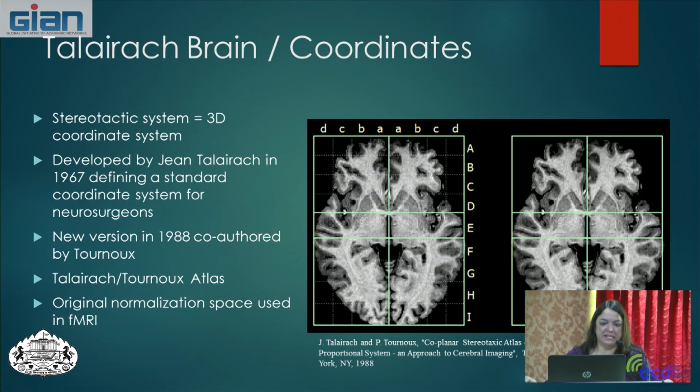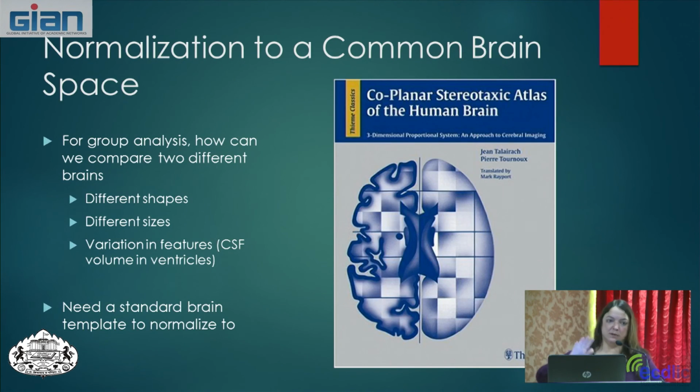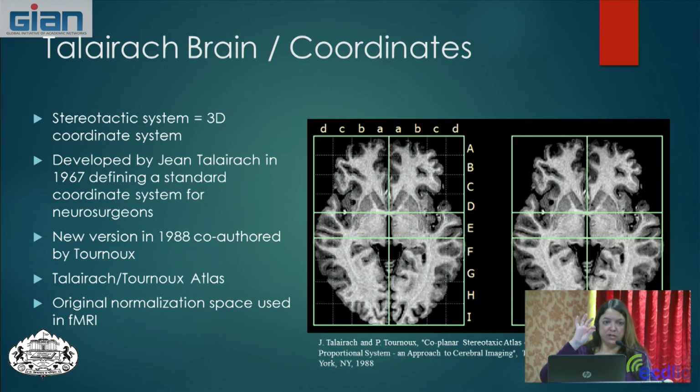They developed this atlas, and if you look at this book, each page is a part of this atlas. So each page can tell you exactly where different features and where different tissues were located in the brain. So originally, this was sort of the best thing that we had. So we all normalized our brains into this Talairach space.